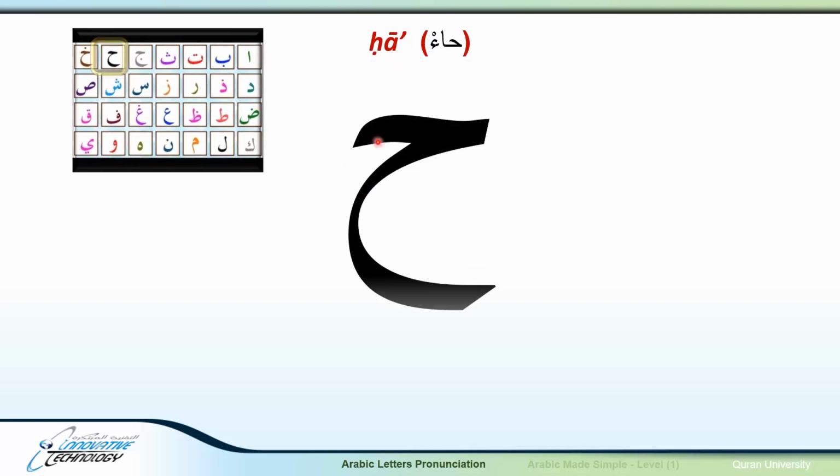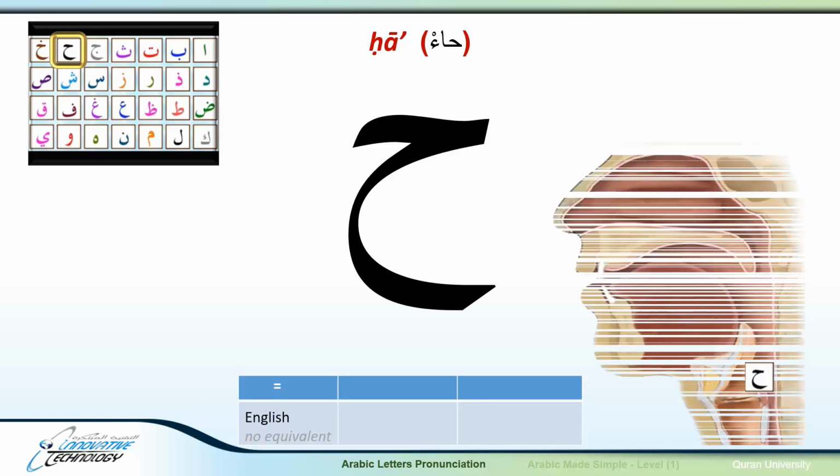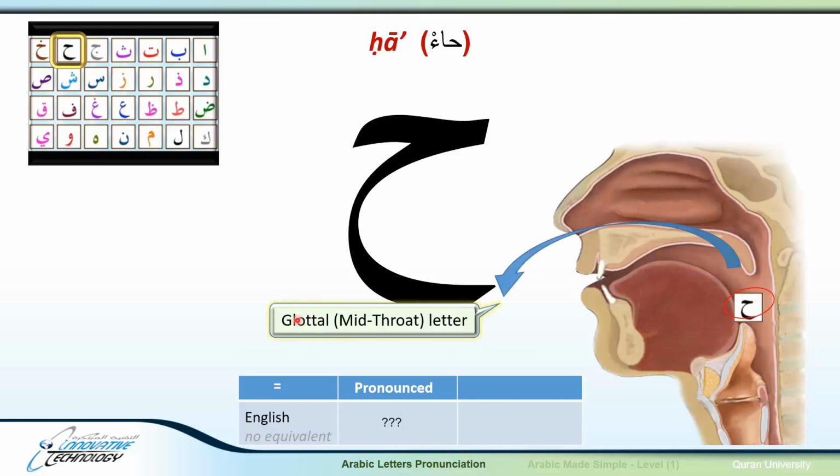Ha looks like this, and it has no English equivalent. This is the location where the Ha articulates. It articulates at the mid-throat. We call that the glottal area. This is the epiglottis, and this is the area above it, the glottal area. This is why we classify the Ha as a glottal mid-throat letter.